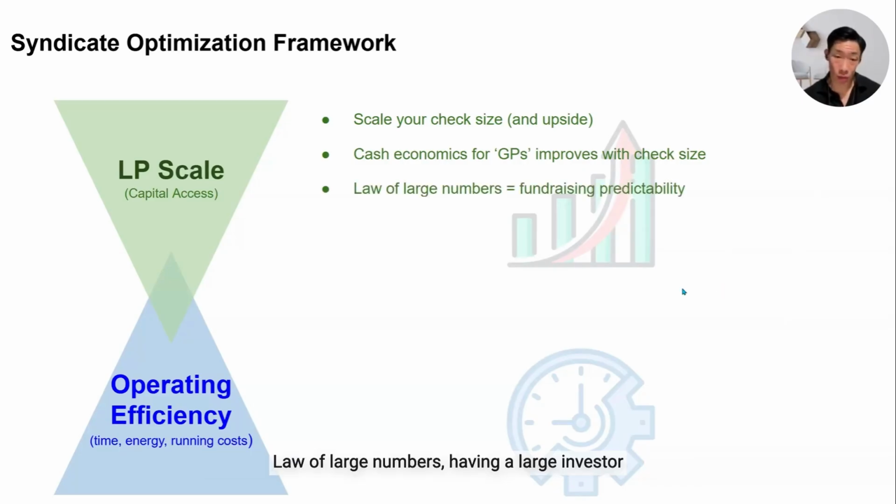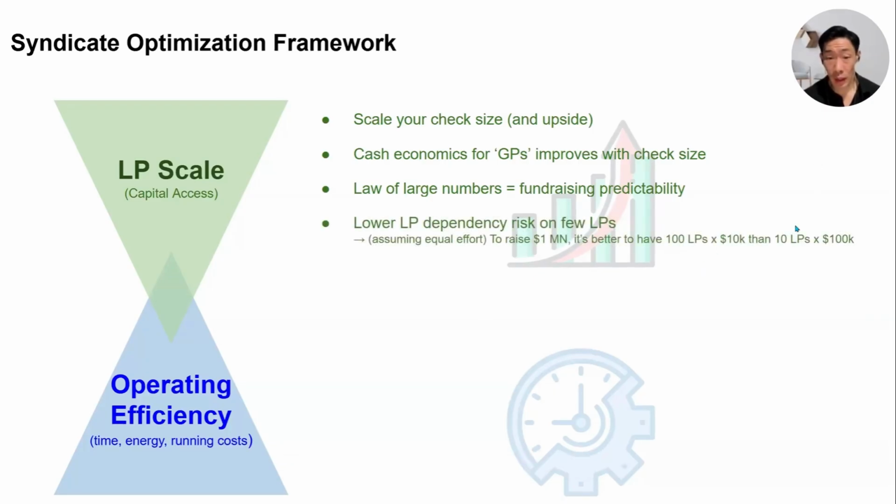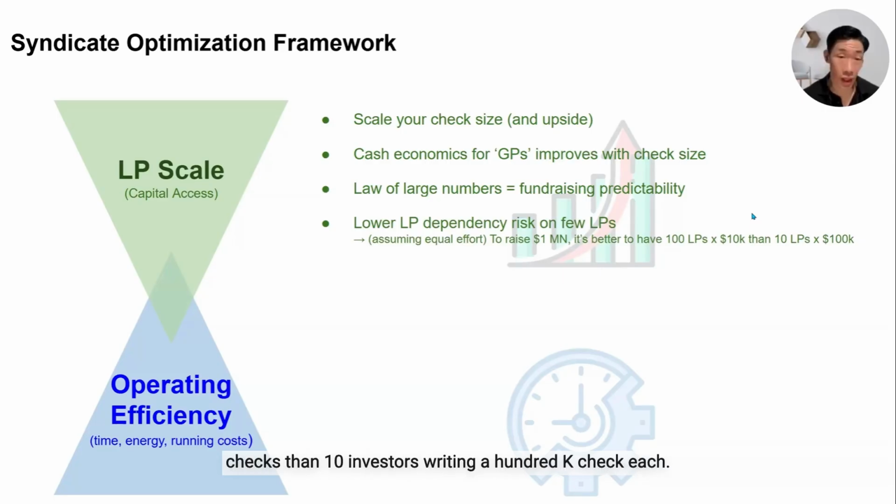Law of large numbers. Having a large investor base basically means fundraising predictability. That's valuable to us. Having a lot of investors also means lower dependency risk on one or a few investors. So if you ask me, in order to raise $1 million, I would rather have 100 investors writing 10K checks than 10 investors writing 100K check each. The reason is because in the latter scenario, you have a 10% dependency risk on any single investor.